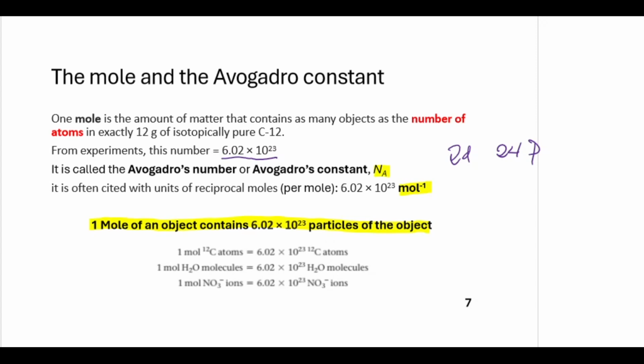As you see over here, if you have 1 mole of carbon-12, it will contain 6.02 times 10 to the power of 23 carbon atoms. If you have 1 mole of water molecules, we are going to have this number of molecules of water inside that 1 mole. If you have 1 mole of nitrate ions, it will contain this number of ions inside it. So please take note of that. That is very important. We are going to use that relationship in our future calculations.